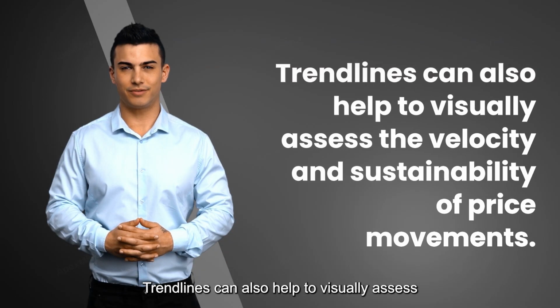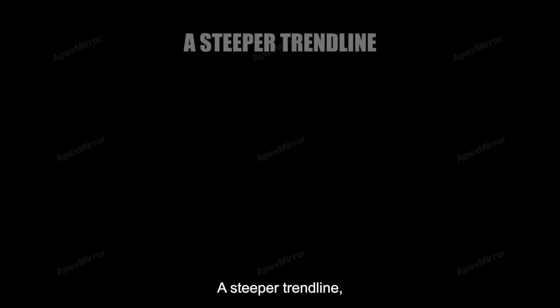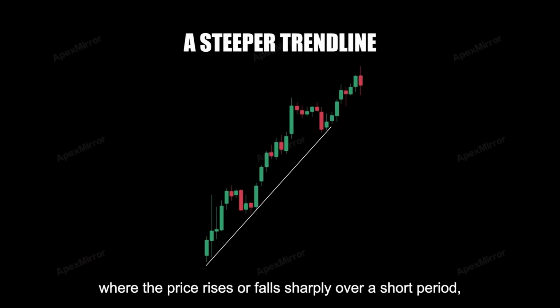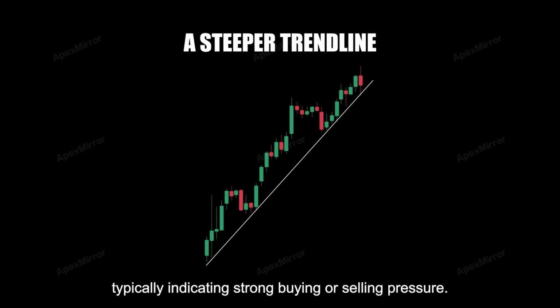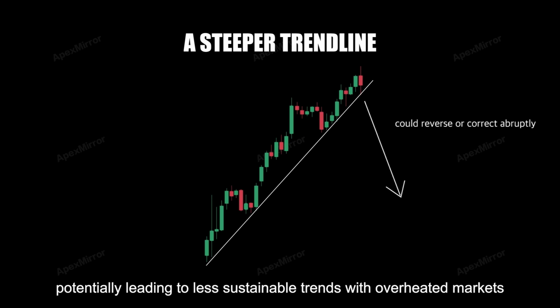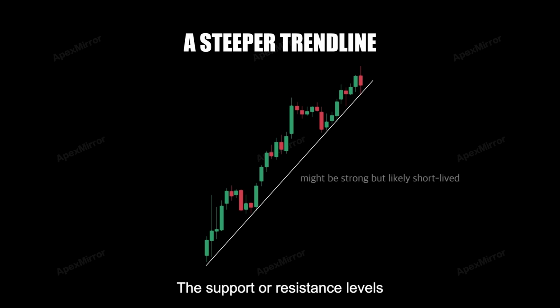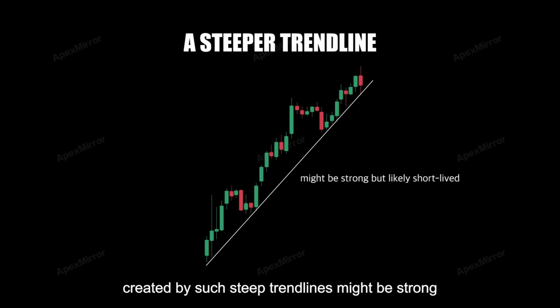Trend lines can also help to visually assess the velocity and sustainability of price movements. A steeper trend line, where the price rises or falls sharply over a short period, typically indicates strong buying or selling pressure. However, with extremely strong market sentiment, there can be overextended price movements. In such cases, prices might be moving too far and too fast, potentially leading to less sustainable trends with overheated markets that could reverse or correct abruptly. The support or resistance levels created by such steep trend lines might be strong, but likely short-lived.